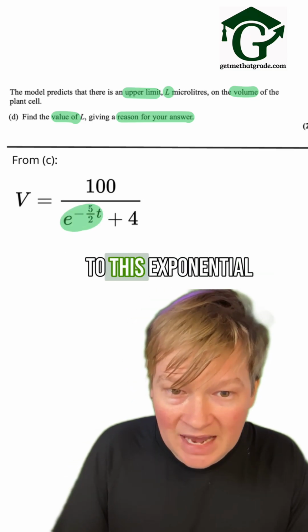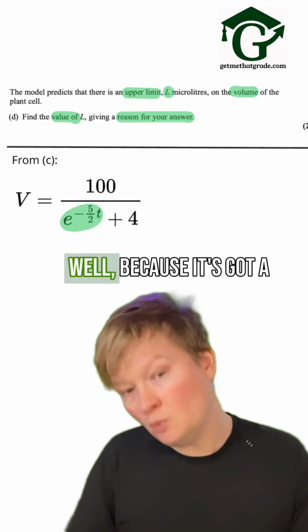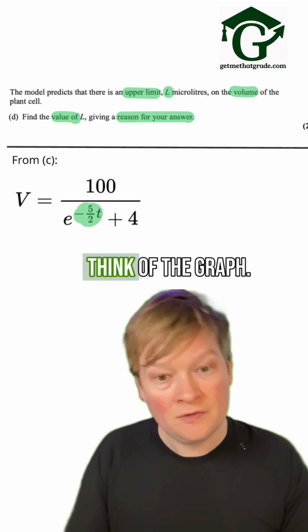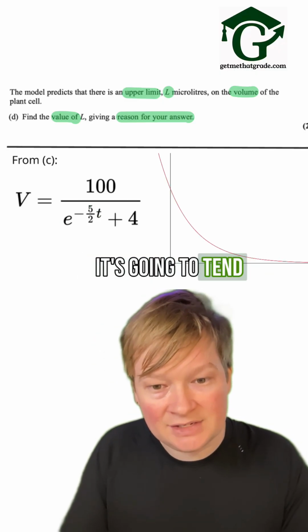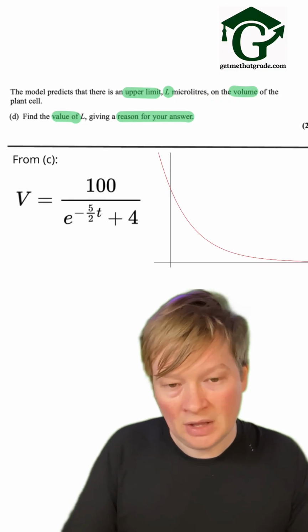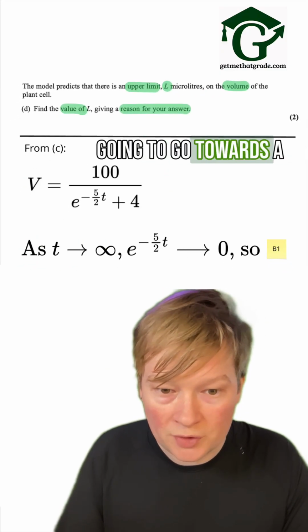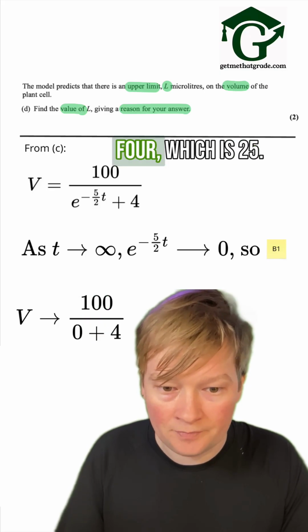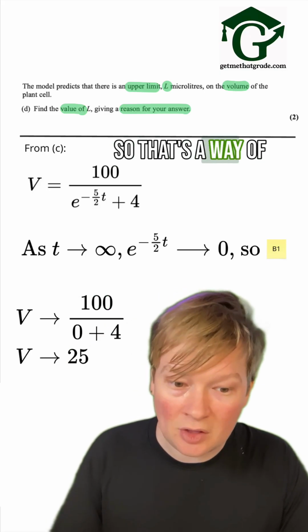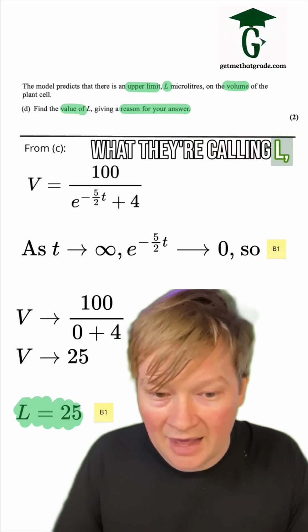What's going to happen to this exponential function here? Well, because it's got a negative coefficient, think of the graph. It's going to tend towards 0. So that means as t goes towards infinity, v is going to go towards 100 over 0 plus 4, which is 25. So that's a way of getting our upper limit, what they're calling L, for our final mark.